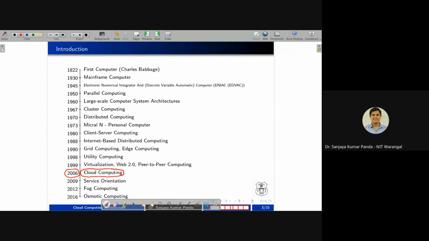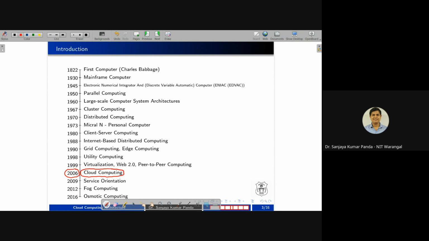Otherwise, parallel computing, distributed computing, you can see 1950 means it is around, we can say 70 years back. Okay, so these computing paradigms are already there. Now, coming to cloud computing, as I am going to tell you about cloud computing architecture, we should know what is the importance of cloud computing and why we want to go for the different architecture of cloud computing.